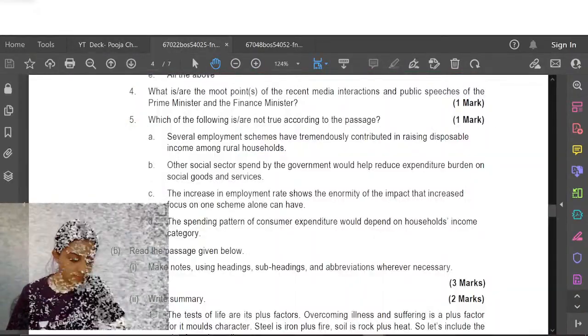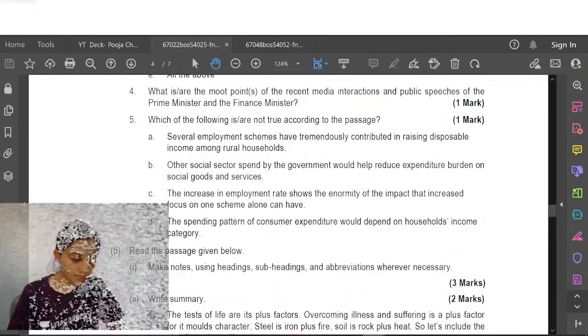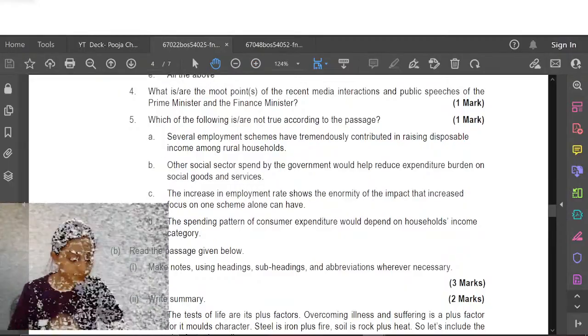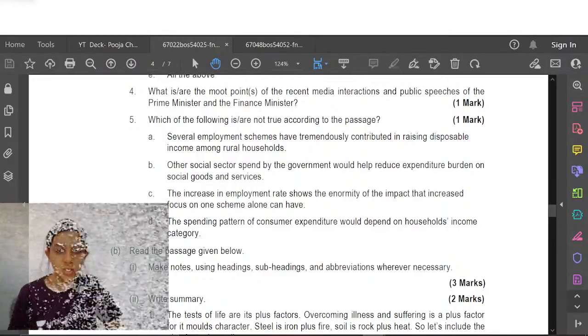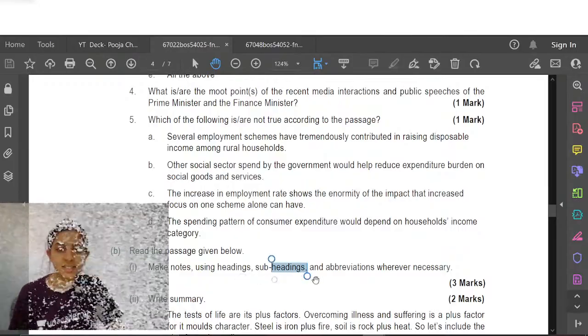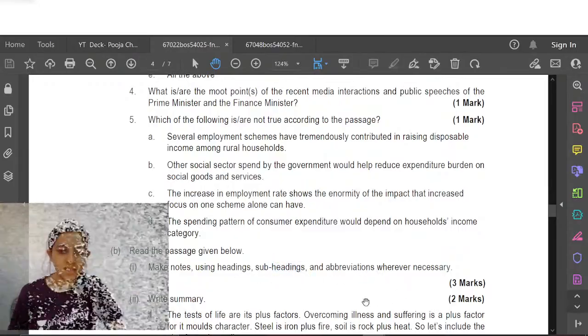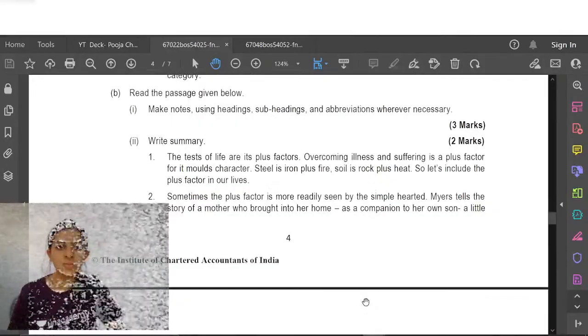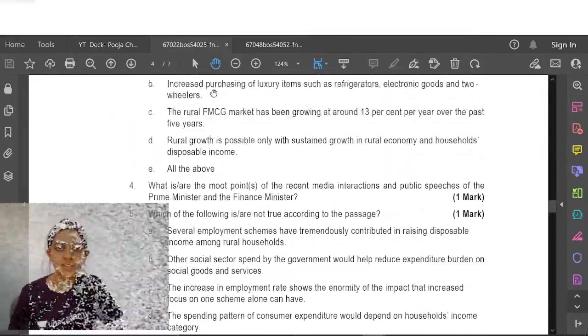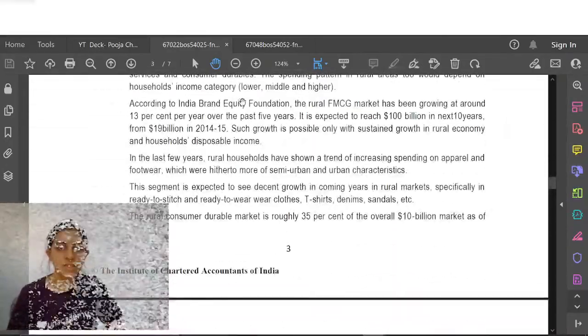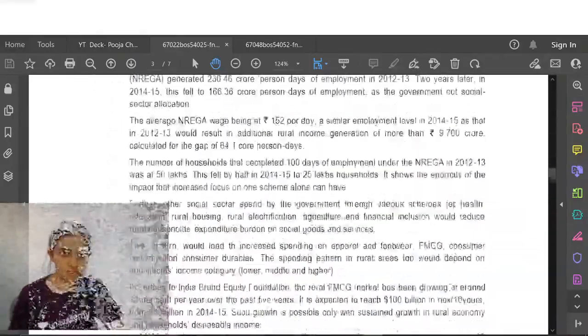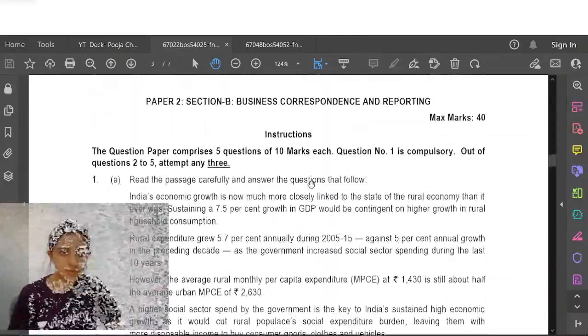Okay, let's quickly jump to the next one. They're asking you to make notes using headings and subheadings and abbreviations wherever necessary. So you can use and make note making for this passage. All you have to do is you have to divide it. Give me a minute.